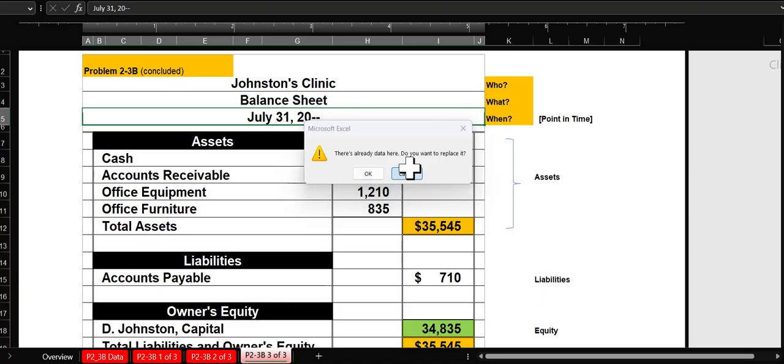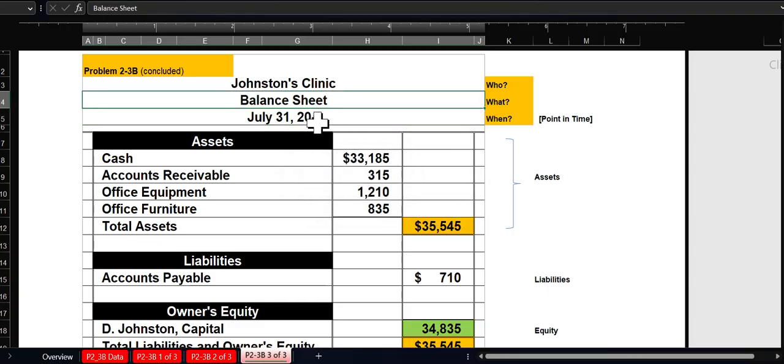Notice that the date is July 31st, not month ended, because this is not over a period of time. If you were to ask me how much money do you have, I will tell you how much I have right now, not how much I had over the month.